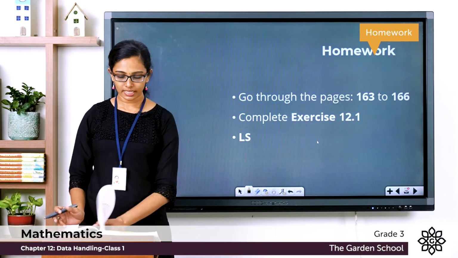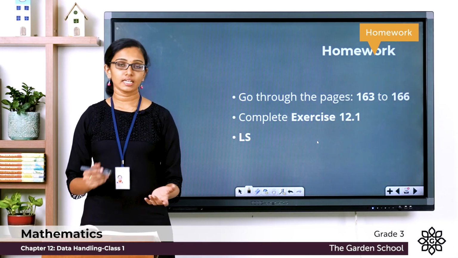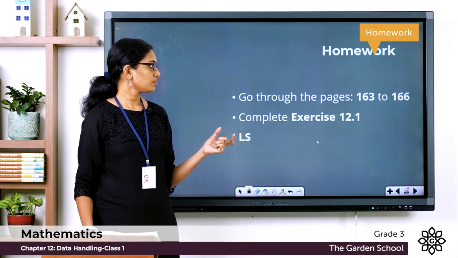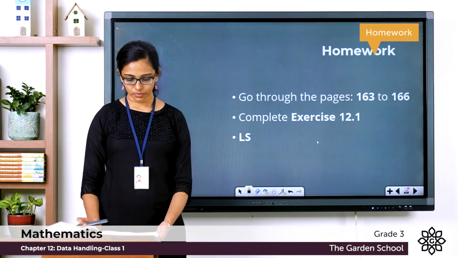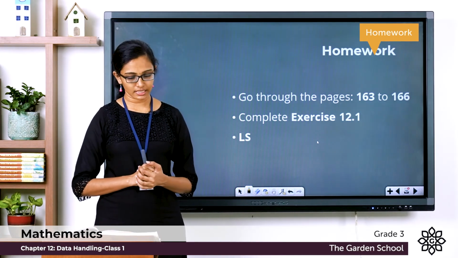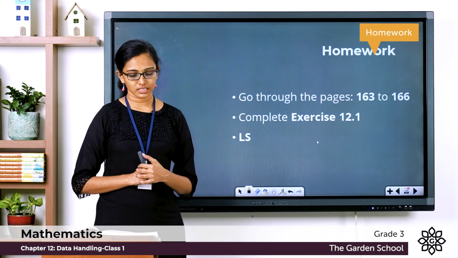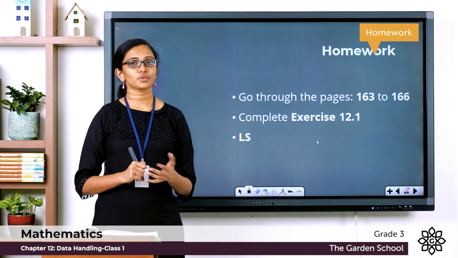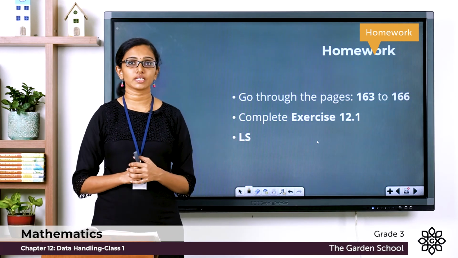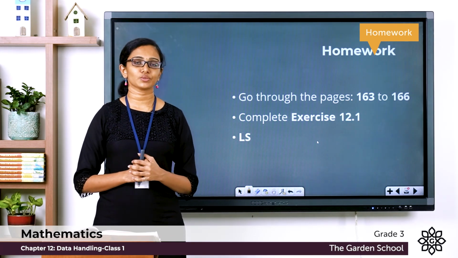Now, children, you have to go through these topics from pages 163 to 166. On page number 163, there is a Let's Recall session. Please go through that and complete exercise 12.1 which starts from page 166. And on page number 168, there is a life skill question under the heading LS. You have to go through that as well. Once you are done with all the activities, do take a picture and send it to us through Teams.